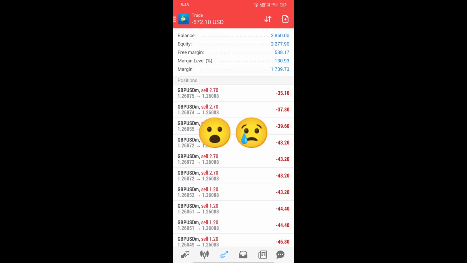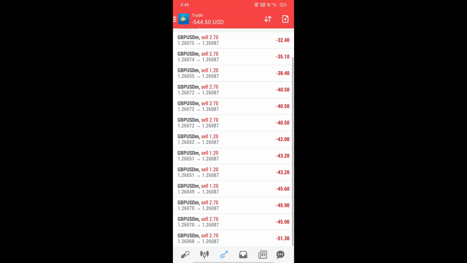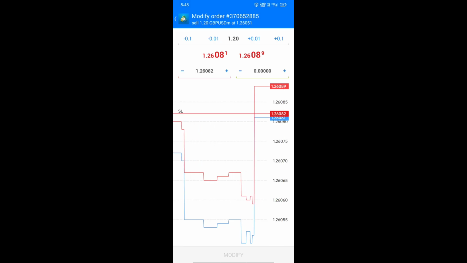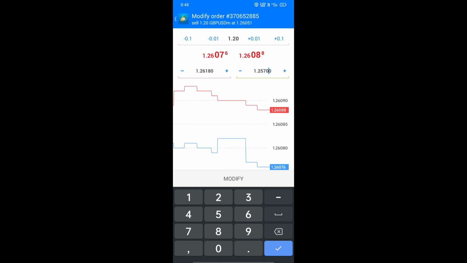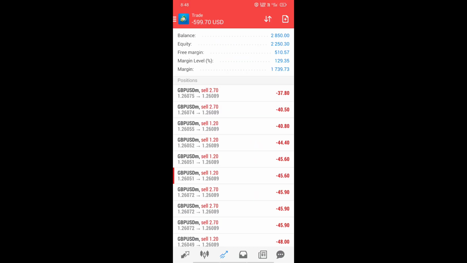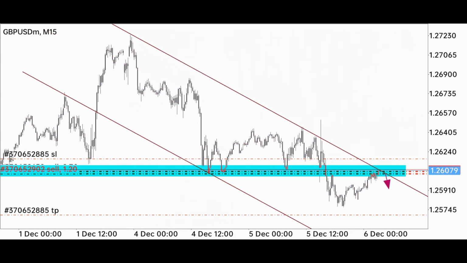Guys, the bad news is that our profit has converted into loss. Right now our loss is around $600. I quickly place stop loss and target point. Guys, this game of profit loss will continue and we will have to remain disciplined in trading.